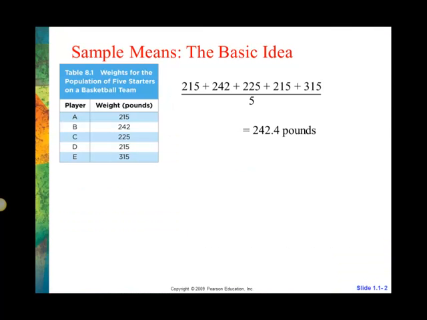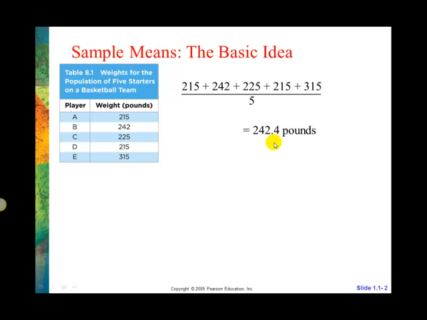So the basic idea behind a sample mean is, for example, we have these 5 players on a basketball team, and that's the entire population. So we can take samples of all of them, and we could have different size samples. We could have sample sizes of 1, and here's a sample, 215. Here's a sample, 242. Here's a sample, 225. Here's a sample, 215, and here's a sample, 350. We could pull each one of those as a specific sample. But if we were to take the mean of those, we would find that it is 242.4.